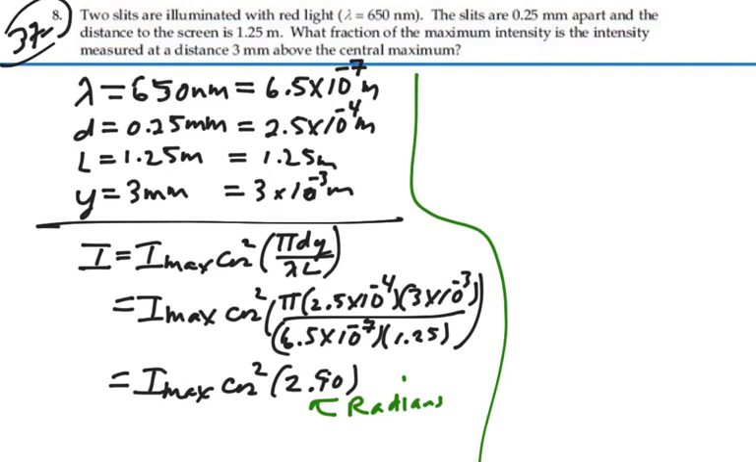we get 0.9427. So our intensity is equal to our maximum intensity times 0.943. So it's 94.3% of the maximum intensity, or 0.943 of the intensity of the central maximum.